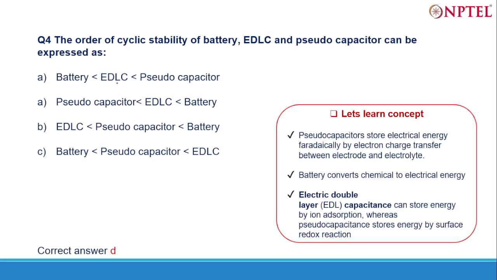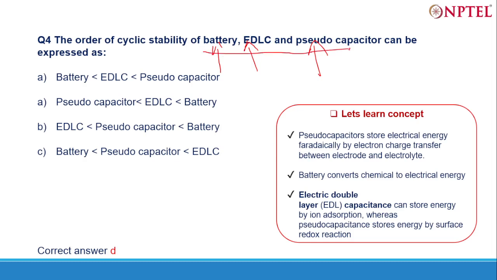Now the fourth question. The fourth question actually asks about the cyclic stability of battery, EDLC, and pseudocapacitor, which can be specified. So you just need to know the cyclic stability in order. You know the cyclic stability of battery, EDLC or pseudocapacitor. You can easily mark this question. So we will not go into that. We will go into detail.